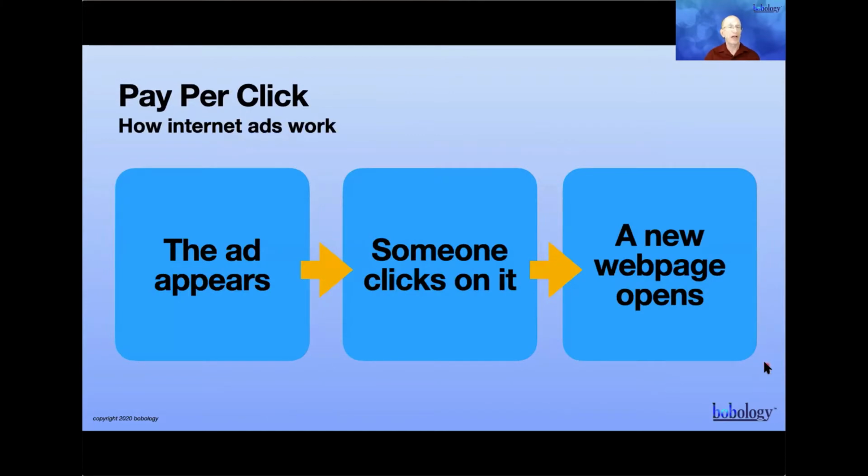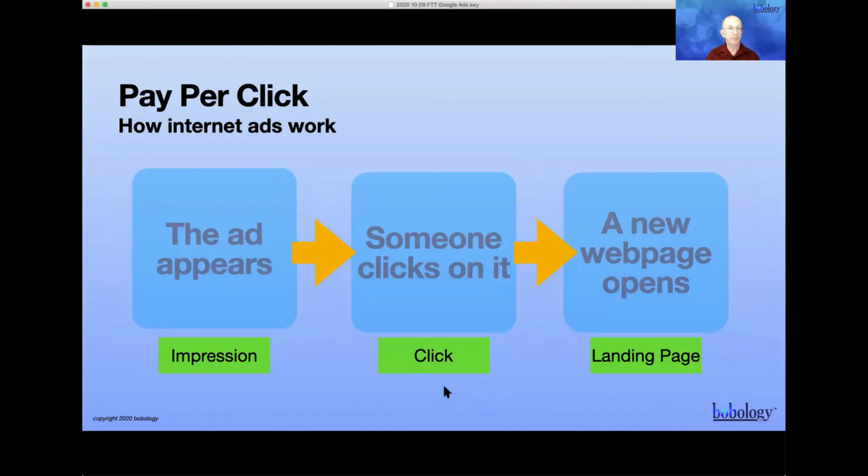Okay, so internet ads work pretty simply. The ad appears somewhere, and then someone visiting your website clicks on it, and that click results in a new web page that opens up. It's called pay-per-click because most of the time, advertisers pay on the click. Where the ad appears is technically called an impression. Advertisers get statistics on how many times their ad appears, and then on how many times people click on the ad.